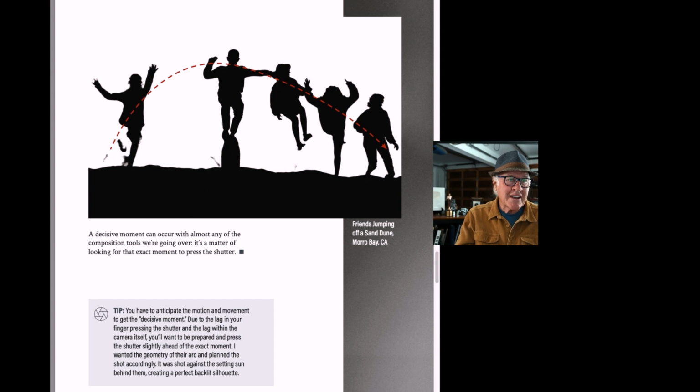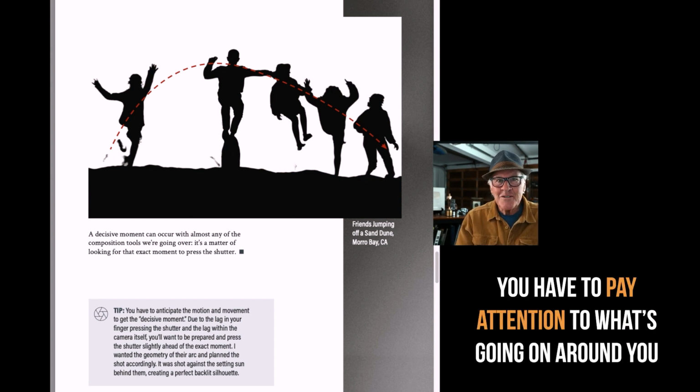They jumped, and I pressed the shutter right at that moment and got that perfect arc. One second later, or one second earlier, there's no arc there. And that would have disrupted the whole photograph, and you wouldn't be looking at it right now. Getting that decisive moment means you've got to pay attention to what's going on around you. You've got to look for those moments that could coincide.